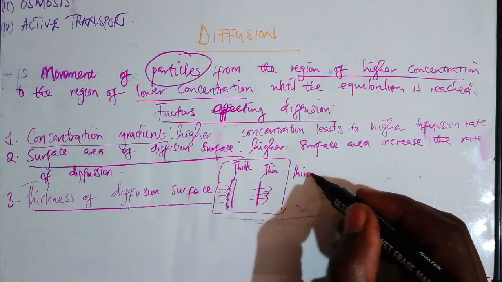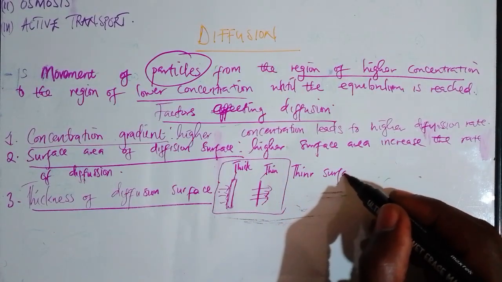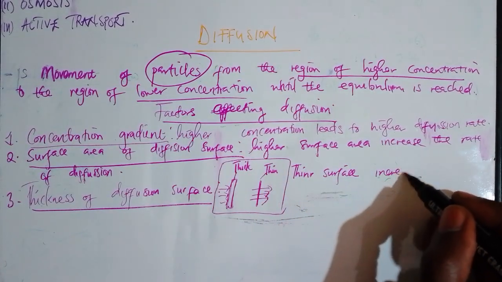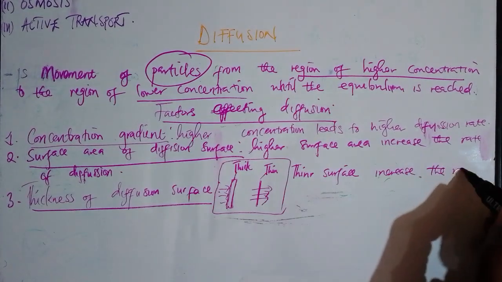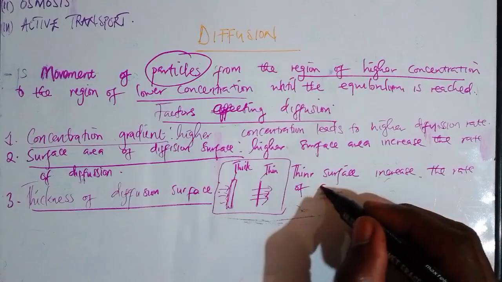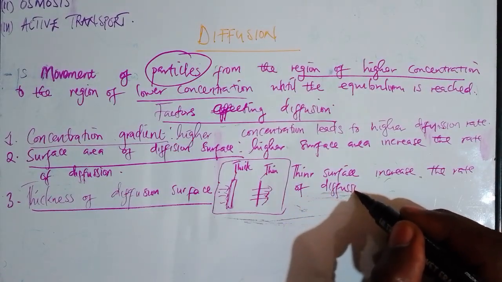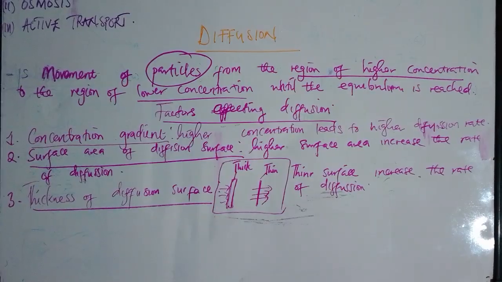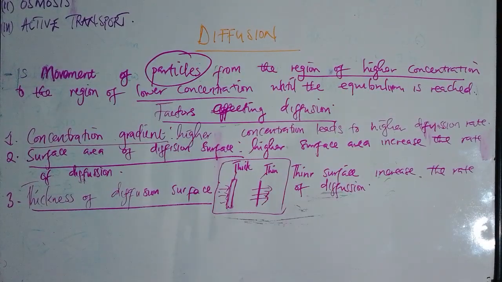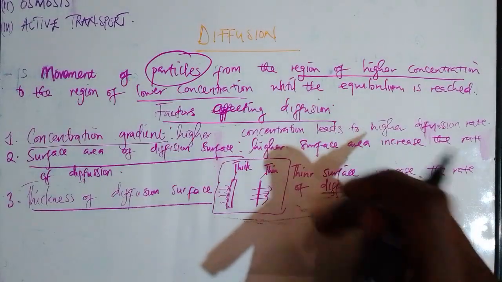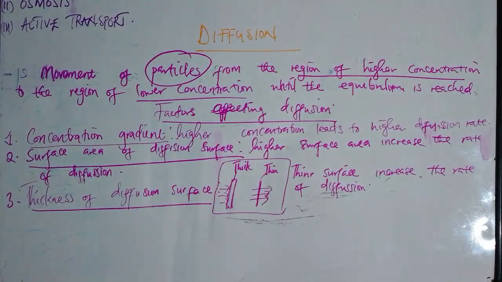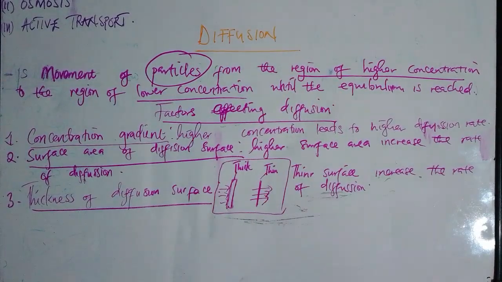So this brings us to our third factor, which says thin surface increases the rate of diffusion, while a thick surface reduces the rate of diffusion. So these are the points which you should be writing in your exam. If they ask you to write the factors which affect the rate of diffusion, 6 marks, this is what you should be writing.